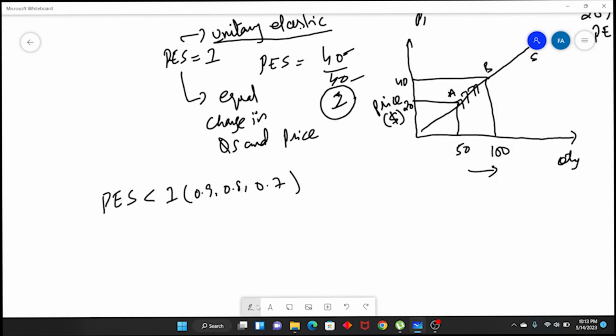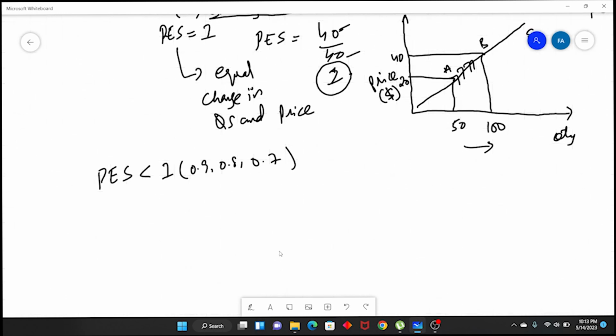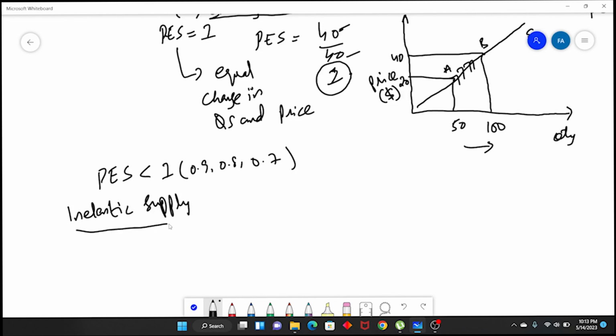So if the price elasticity of supply is coming as less than 1, sorry, it means it is inelastic supply. Sir, why do we call it inelastic supply? Because this is the term which has to be used in economics. So these are jargons.